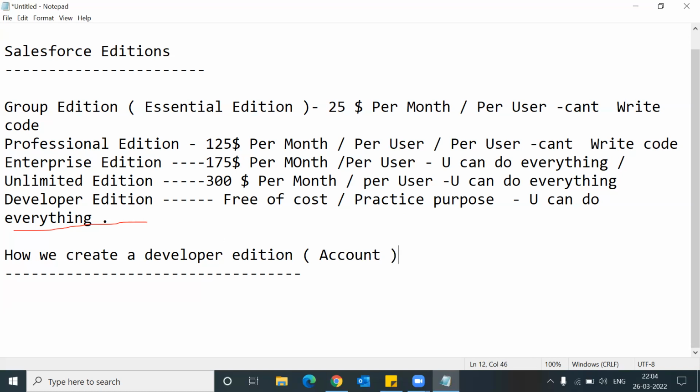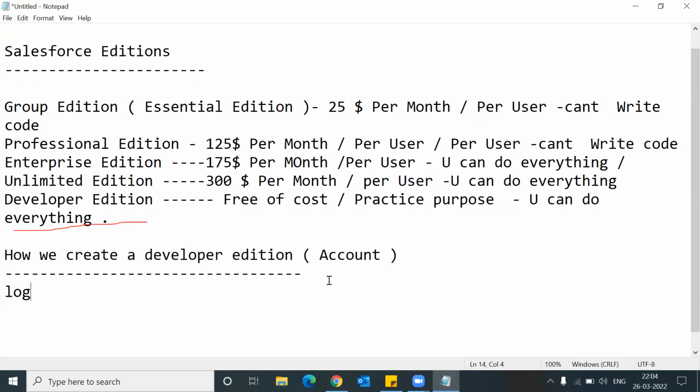So when I say please open the developer account, it is just to open your practice account. This is a common phrase, so keep in mind, if anybody asks you to open your developer account, you can open this one. So how can we create a developer account? Guys, I'm telling you one short thing.